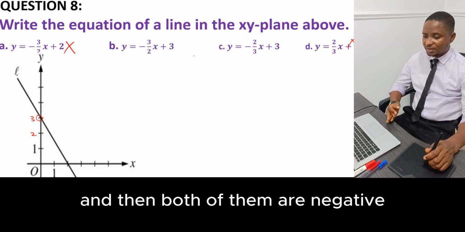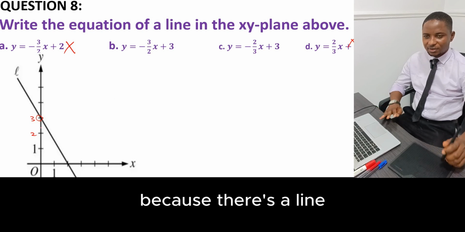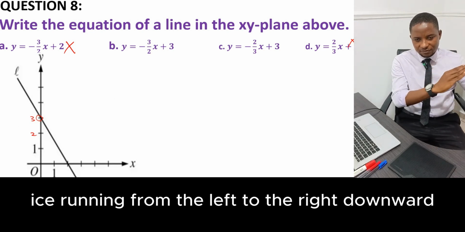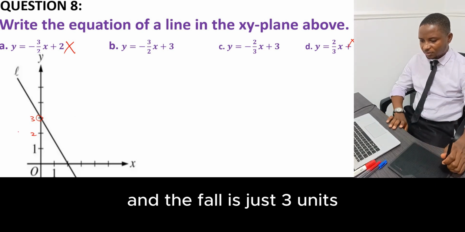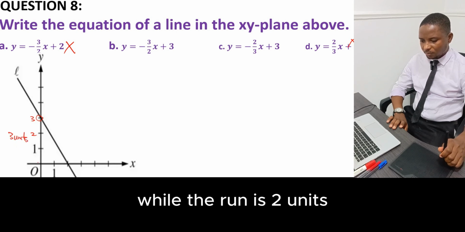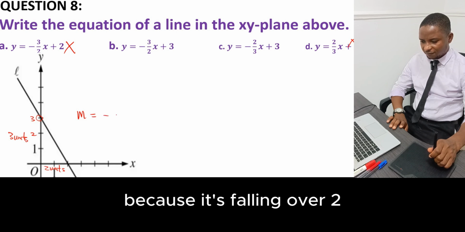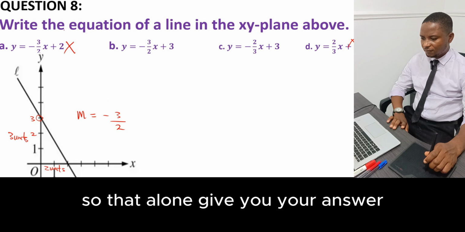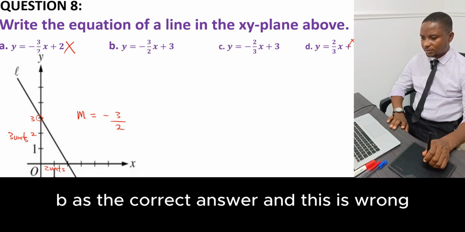And then both of them are negative, so I have to read from the graph. From the graph, you can tell that it is a negative slope because there's a line that is running from the left to the right downward. And the fall is just 3 units, while the run is 2 units. And that alone, you have your slope to be a negative 3 over 2 because it's falling over 2. So that alone gives you your answer. So my answer is B as the correct answer.